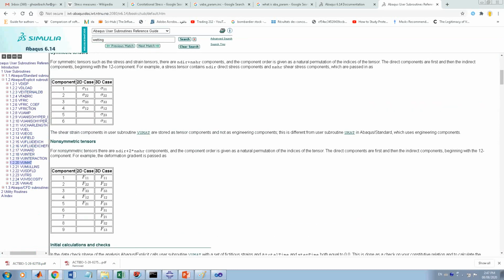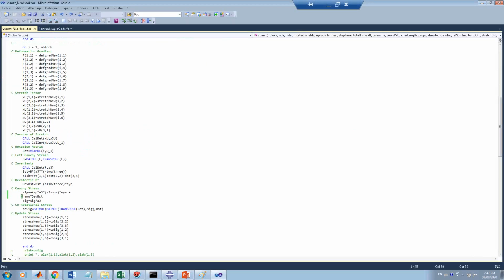here in the documentation. For example, component 6 of the stress is sigma 3,1, and you can see that here, because you have symmetry, it doesn't give all of it. So sigma 3,1 is equal to sigma 1,3. So there is a symmetry here. Exactly the same thing does not happen for the deformation gradient. It's not symmetric, so you have 9 elements. The same goes for the stretch tensor.